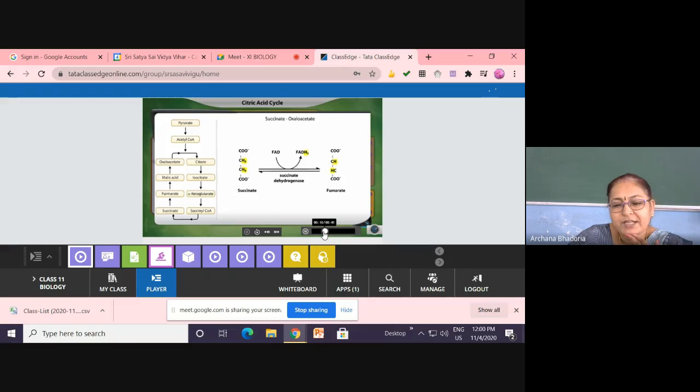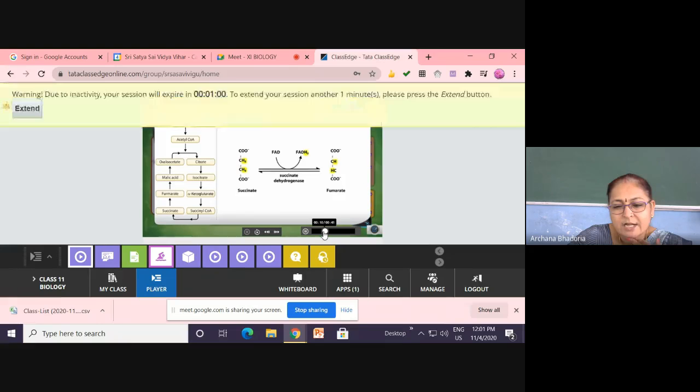So it's showing very nicely, children, कि कहाँ से hydrogen निकल रहा है. Okay, so they are highlighting the hydrogens. So one hydrogen coming from CH2, the second carbon, and CH2, that is the third carbon. तो second और third carbon से एक hydrogen remove हो रहा है. To FADH2.